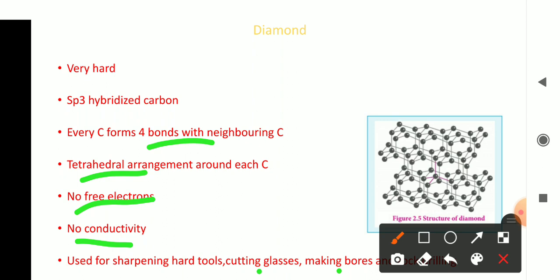So what are the properties we have seen about diamond? It is a very hard substance. The carbons in diamond are sp3 hybridized, and each carbon is connected to 4 other carbon atoms. Tetrahedral arrangement is seen. There are no free electrons, so it shows no conductivity. And the last point is the uses of diamond.